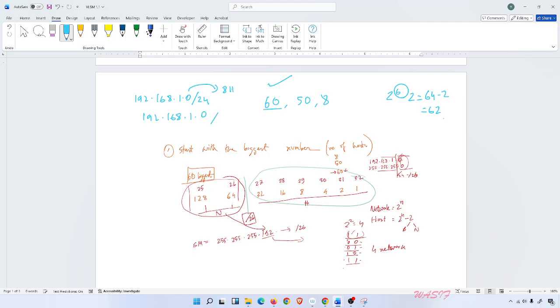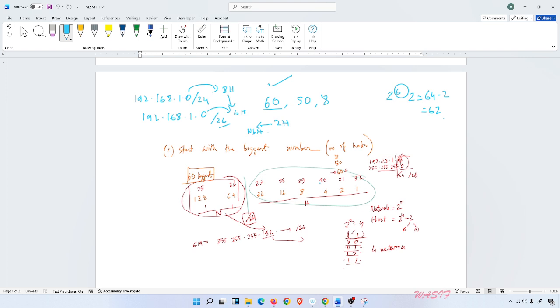192.168.1.0. I'll make it /26 because I need only 6 host bits. Is that clear? I need only 6 host bits. So when we are going from 8 host bits to 6 host bits, we will borrow 2 host bits and give them to the network bits. And if we give them to the network bits, it will be /26.